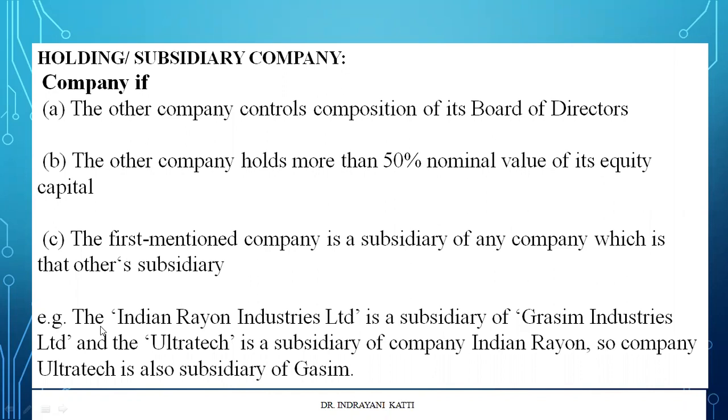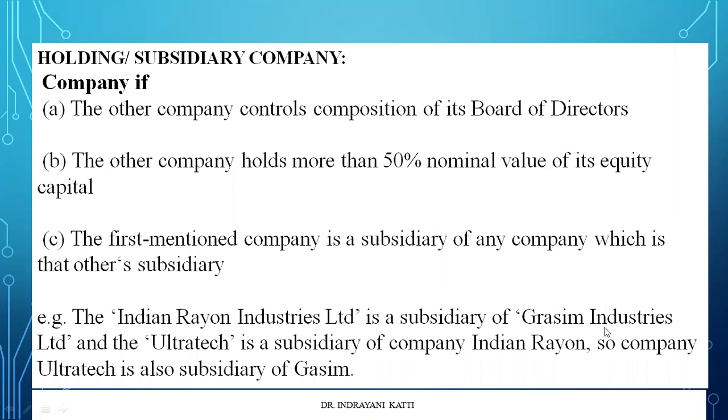As you may be knowing, the company Indian Rayon Industries Limited is a subsidiary of Grasim Industries, right? Aditya Birla, you have heard the name of Aditya Birla, right? So these are the industries of Aditya Birla only. Indian Rayon Industries Limited is a subsidiary of Grasim Industries Limited, and Ultratech is a subsidiary of Indian Rayon. So this Indian Rayon is a subsidiary of Grasim.